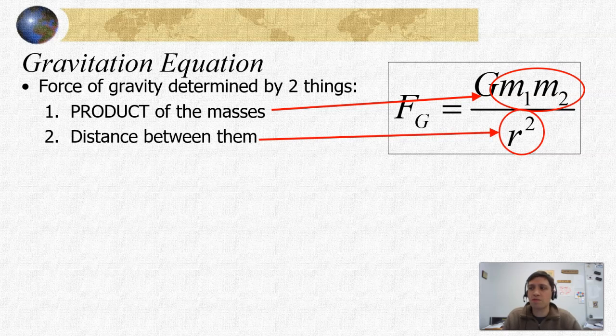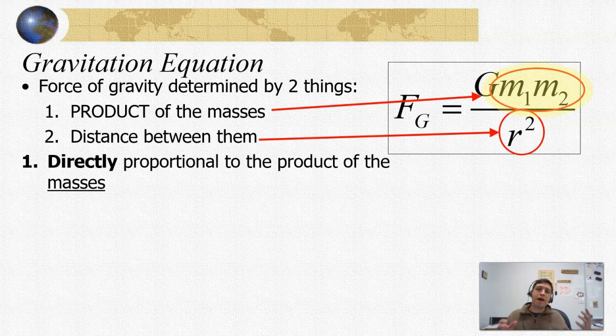The second thing that determines the force of gravity is the distance between those two masses. Now you might say, well, why doesn't the constant determine that? We don't consider the constant to determine the force of gravity because the constant never changes. The mass and the distance are the things that can be variables. So let's look at these things in turn. First of all, the mass.